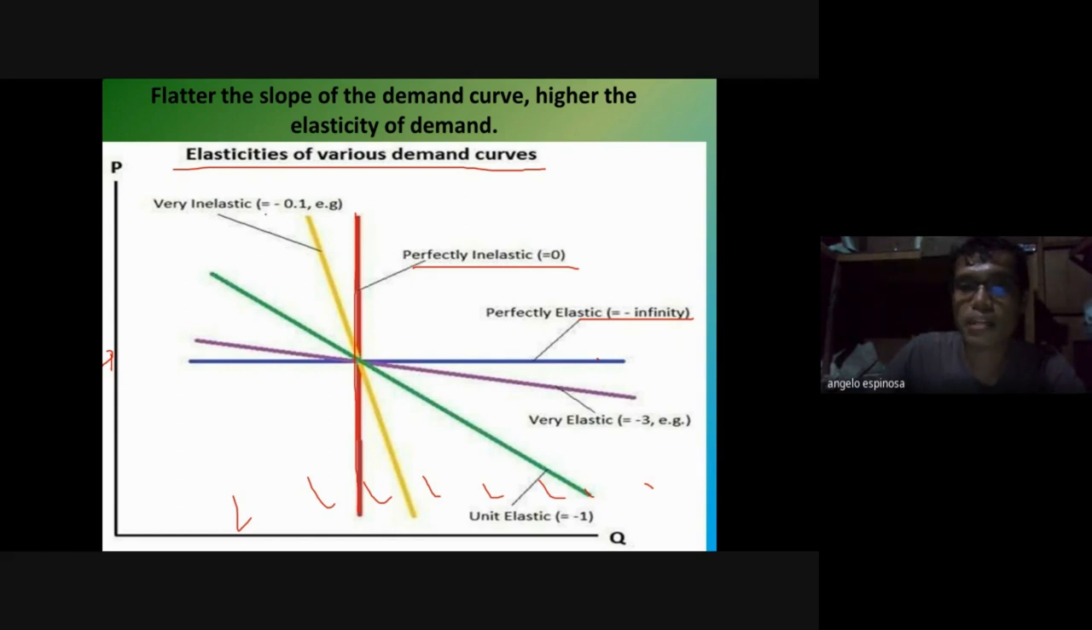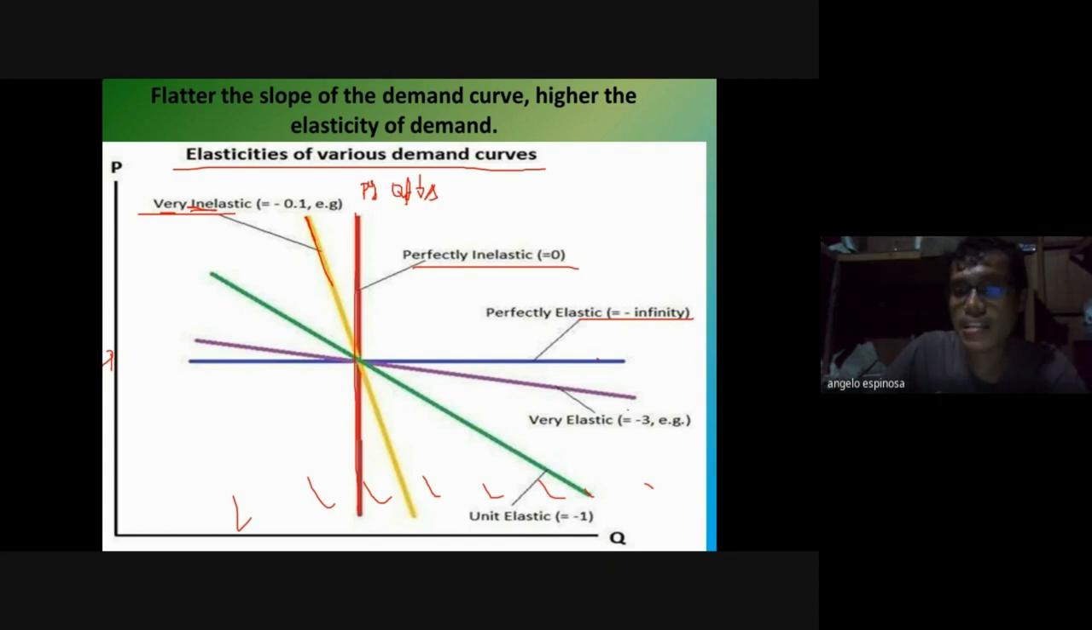Okay, pag sinabi mo namang very inelastic, that is being relatively inelastic, that's lesser than 1. So lesser than 1, that is negative. Ibig sabihin, there is insensitivity. Mataas yung percentage na nag-change sa price niya, pero yung quantity demanded ay lesser lang ang percentage na nag-change sa kanya. Okay? So that is what we call very inelastic.